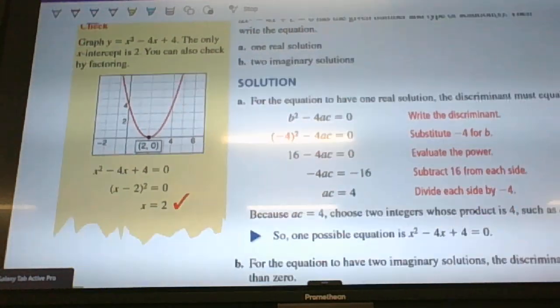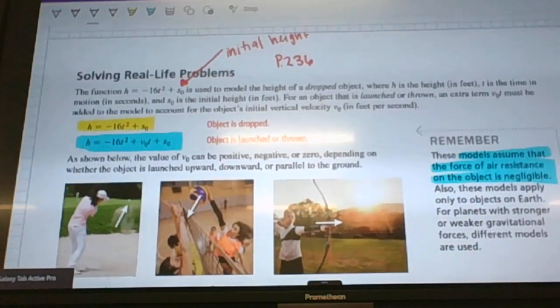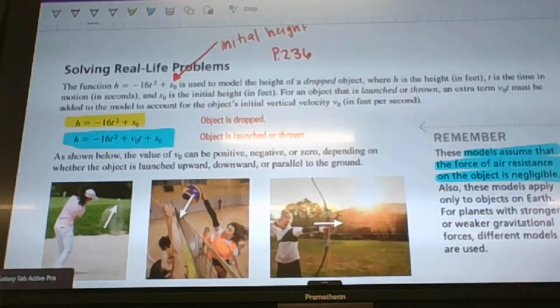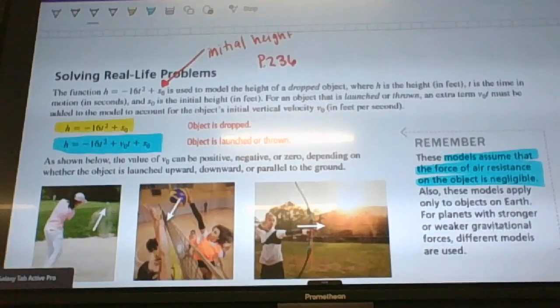Alright, skipping ahead to this one problem. Solving real life problems on page 236. So, this is a pretty important word problem.